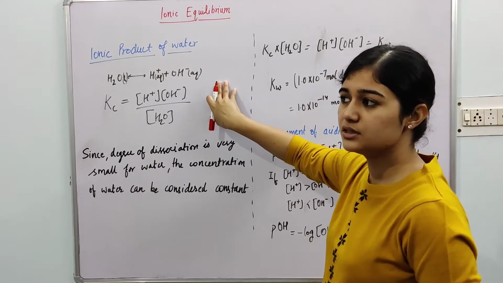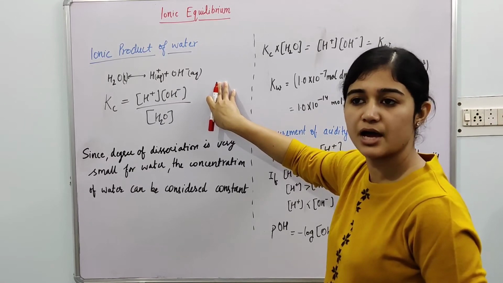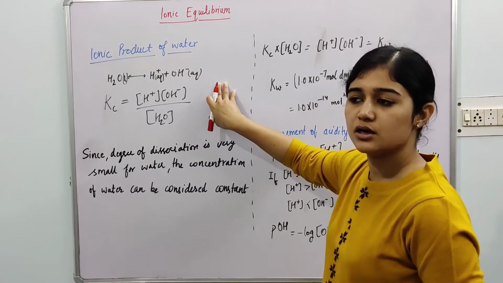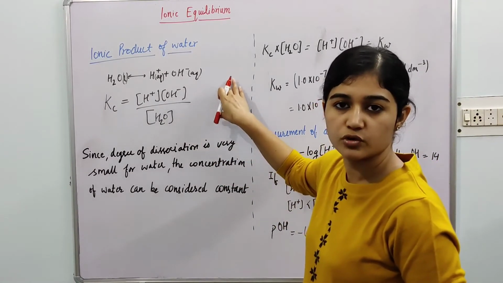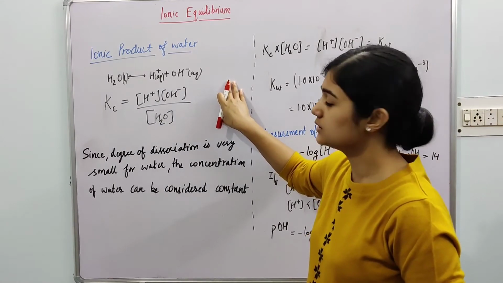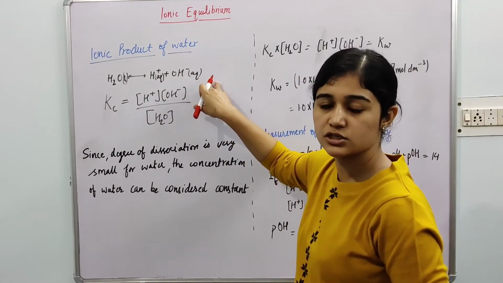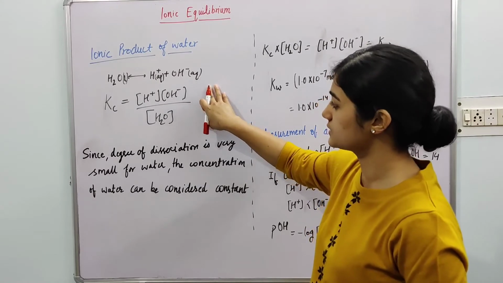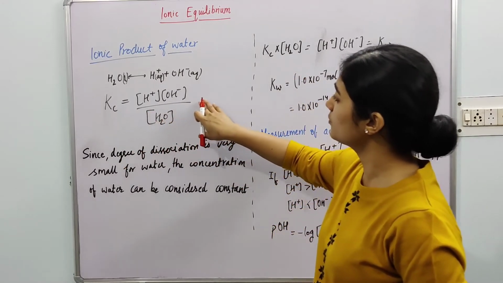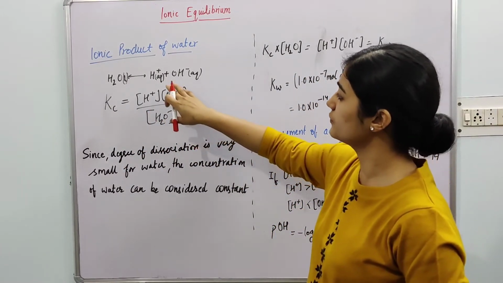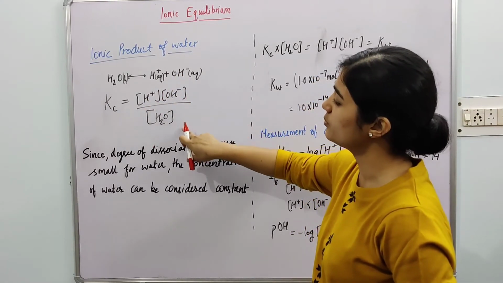All of you must have studied that if water has some ionic substance dissolved in it, only then can it transport electricity. But pure water will not conduct electricity. The reason is that in the pure form, the ionization of the water molecule is very less. So let's come back to our equilibrium constant. The equilibrium constant is equal to the concentration of the products, that is H positive and OH negative, divided by water.